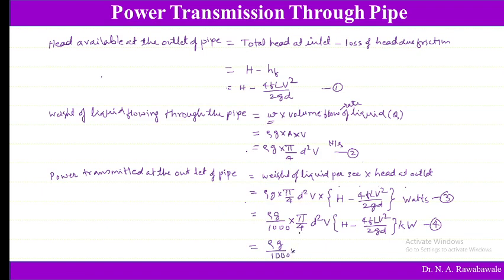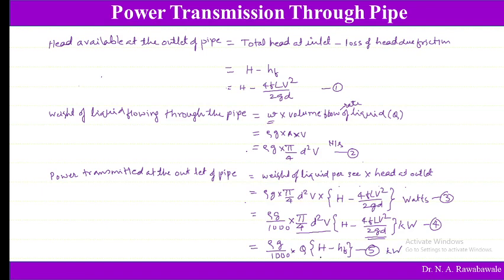into π/4 d² V, which is Q, in bracket (H − hf), where this is nothing but the head loss due to friction, which we call HF. So this is equation number 5. Equation numbers 3, 4, 5 give us the power transmitted at the outlet of the pipe in kilowatt. So this is the simple or general equation for power transmission.